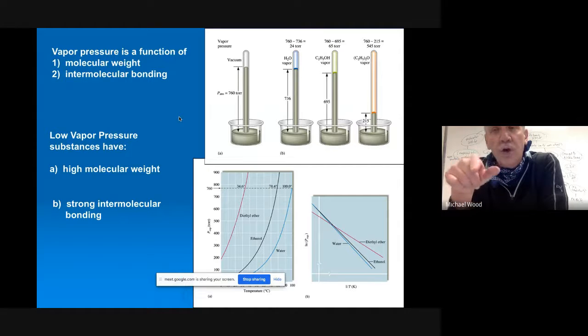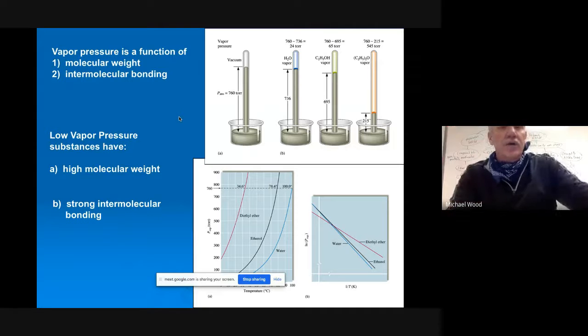And then the one on the right, the C2H6O, that's called dimethyl ether, and that is going to be a dipole, which is the weakest, so it has a higher vapor pressure.